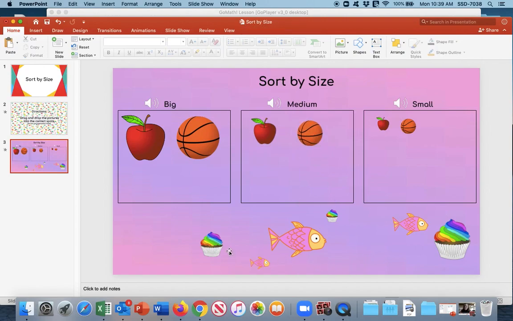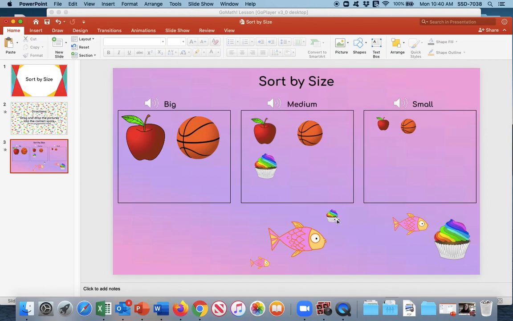Now we're going to take a look at our cupcakes. How about we start with this one? Where do you think that one might go? If you guessed medium, that is correct. And each of these items you will notice are about the same size. The big objects are both the same size. Over here, the mediums are all about the same, and then our smaller objects.